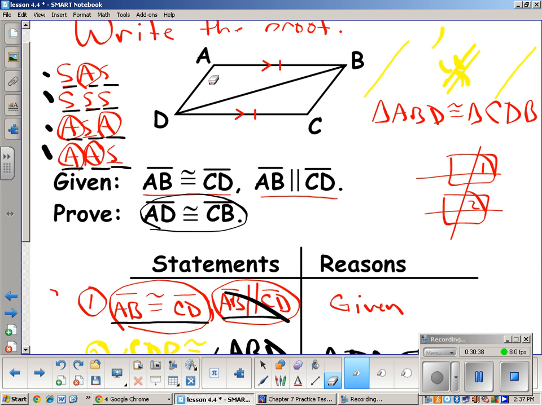Michael? The line DB is congruent to DB. The line DB is in both pictures, isn't it? It's in the top left triangle and the bottom right triangle. So it's exactly the same in both, okay? So I'm going to say this is equal to itself.